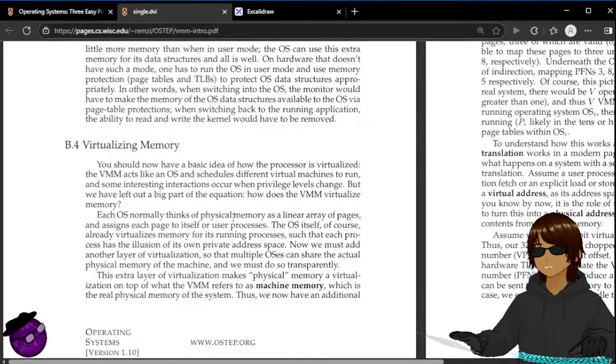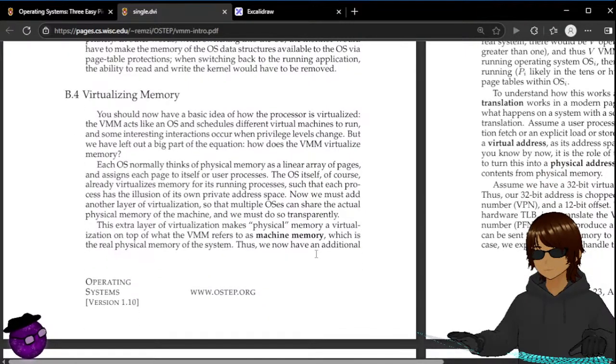Each OS normally thinks of physical memory as a linear array of pages and assigns each page to itself or user processes. The OS itself, of course, already virtualizes memory for its running processes such that each process has the illusion of its own private address space. Now we must add another layer of virtualization so that multiple OSs can share the actual memory of the machine, and we must do so transparently. The extra layer of virtualization makes physical memory a virtualization on top of what the VMM refers to as machine memory, which is the real physical memory of the system.